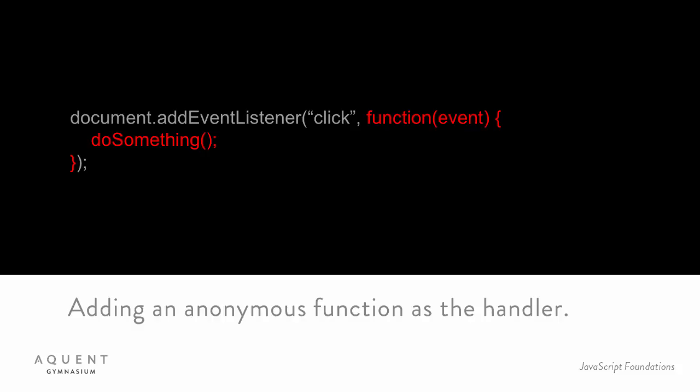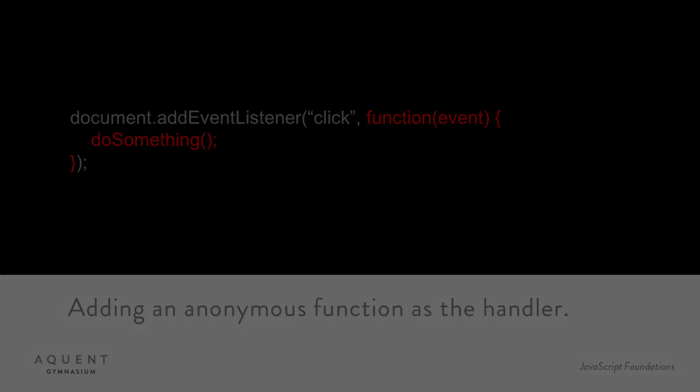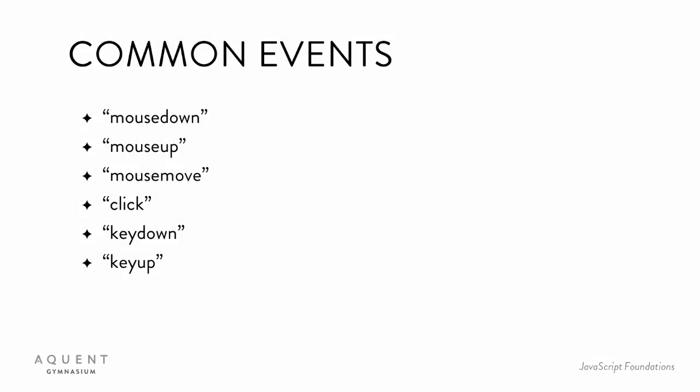You should be able to understand either one when you see them, though. Now let's deal with some real events. For the mouse, you'll mostly be dealing with the events mouse down, mouse up, click, and mouse move. And for the keyboard, key down and key up. For all of these, it should be pretty obvious what they represent.